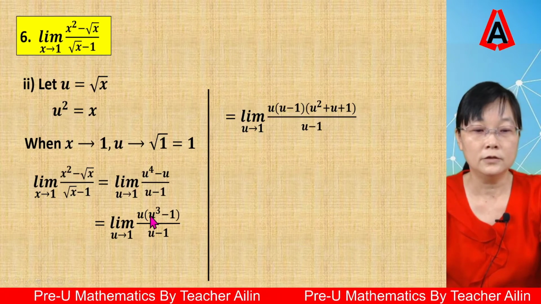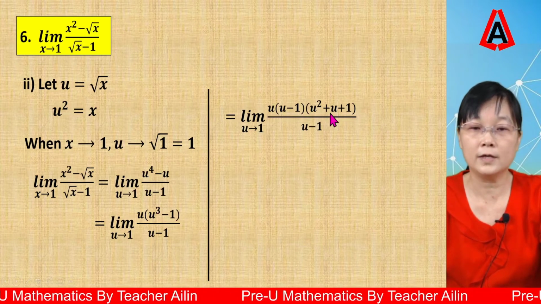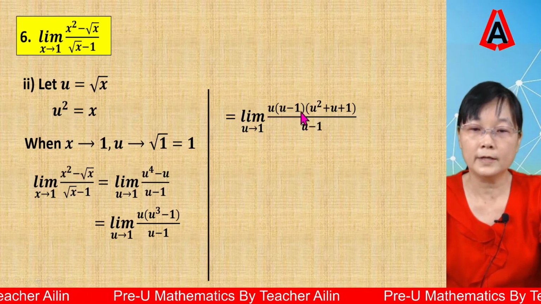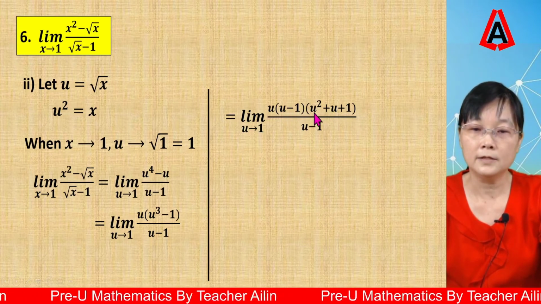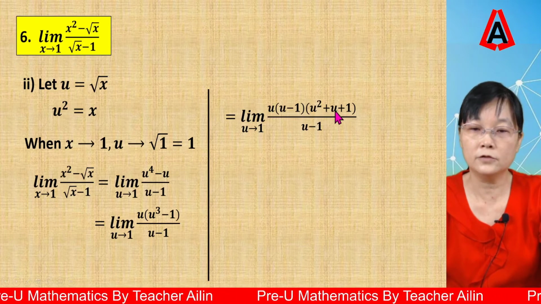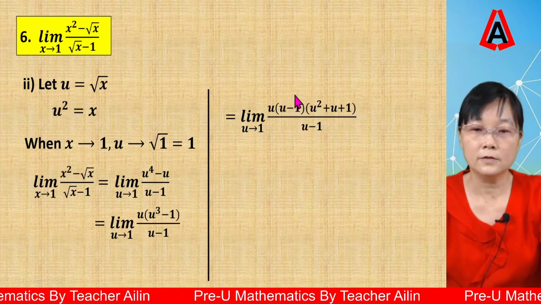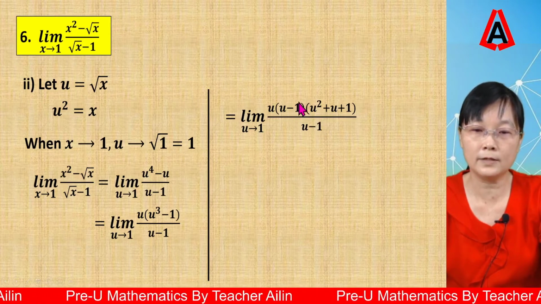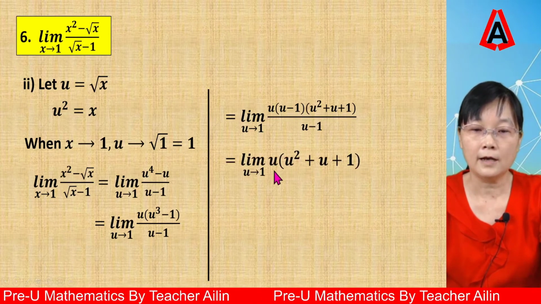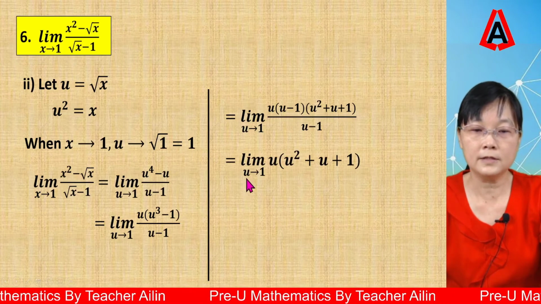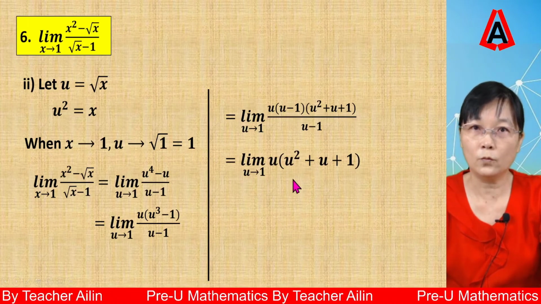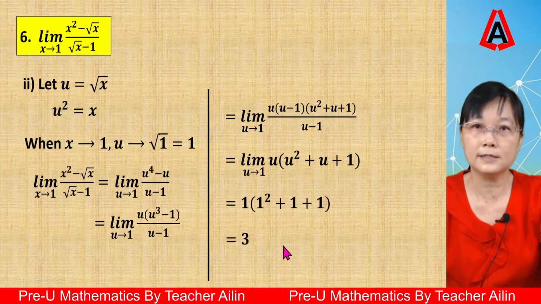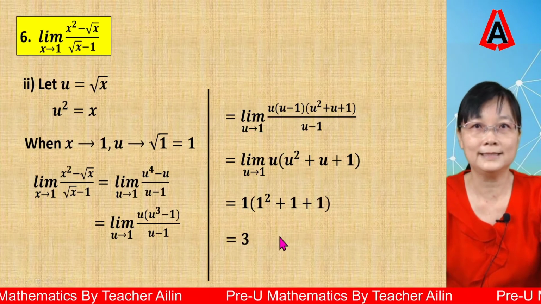So u power 3 minus 1 is equal to the product of u minus 1 multiplied by u power 2 plus u plus 1. Now I notice that u minus 1 and u minus 1 can be cancelled off. Then after cancelling off, I substitute u with 1 for the second time. Now I get the answer, which is equal to 3.